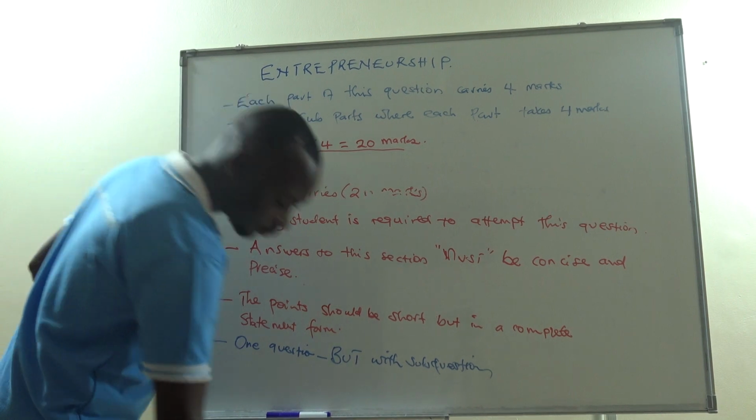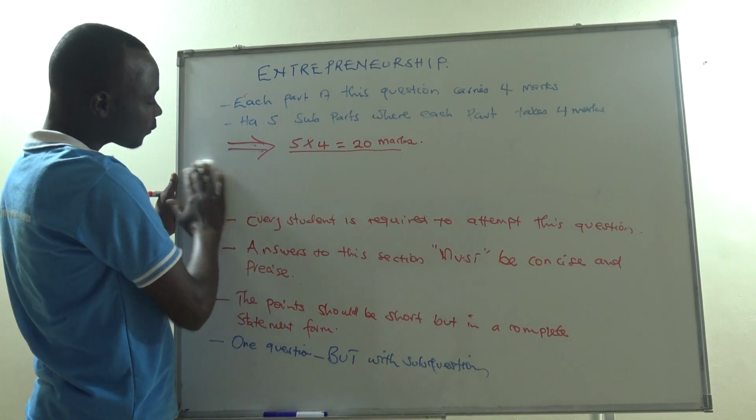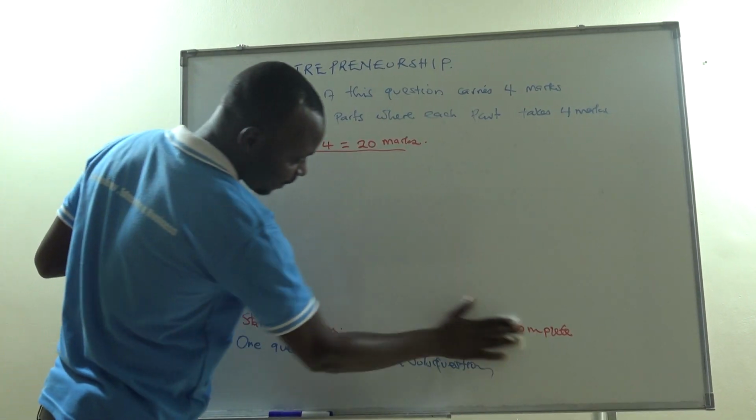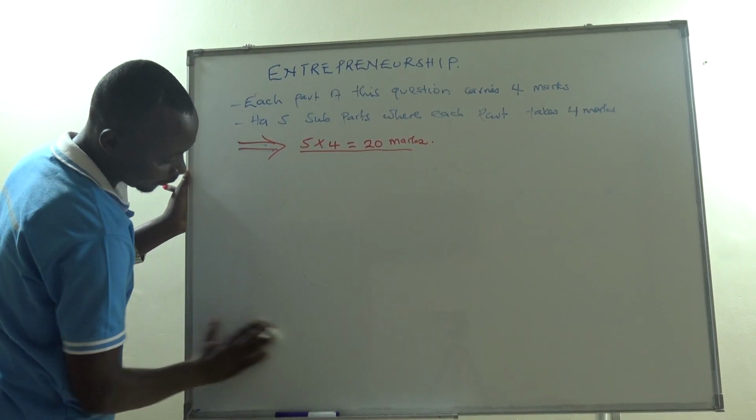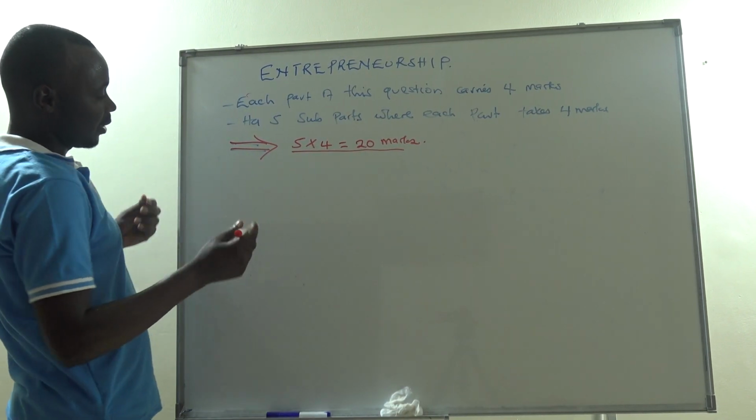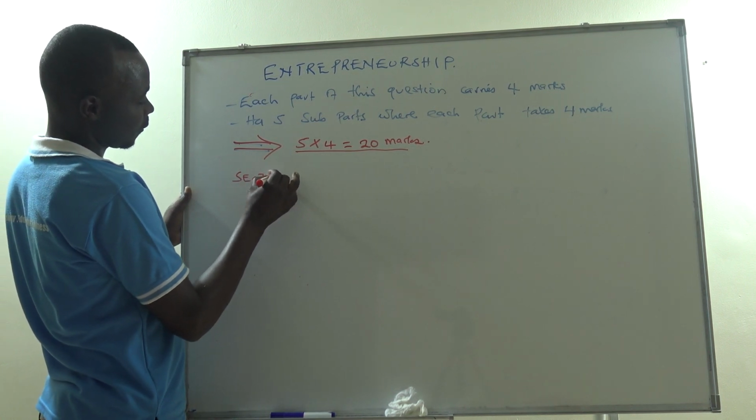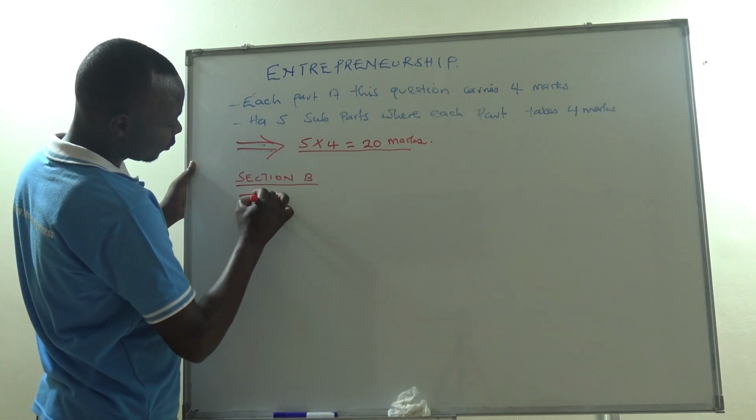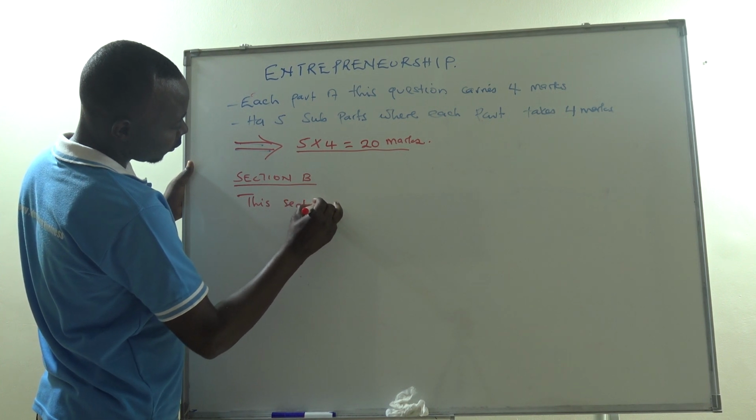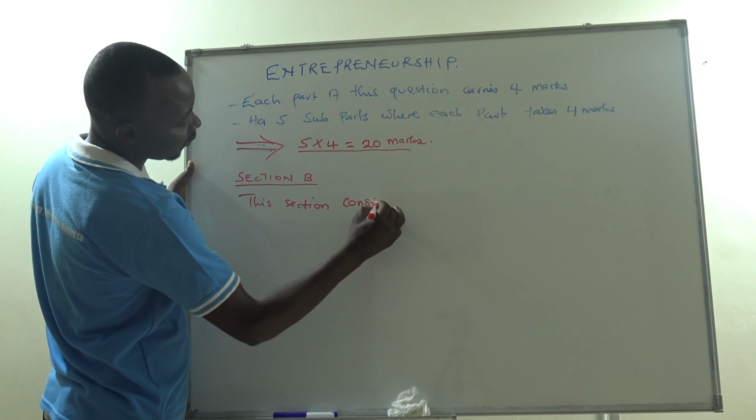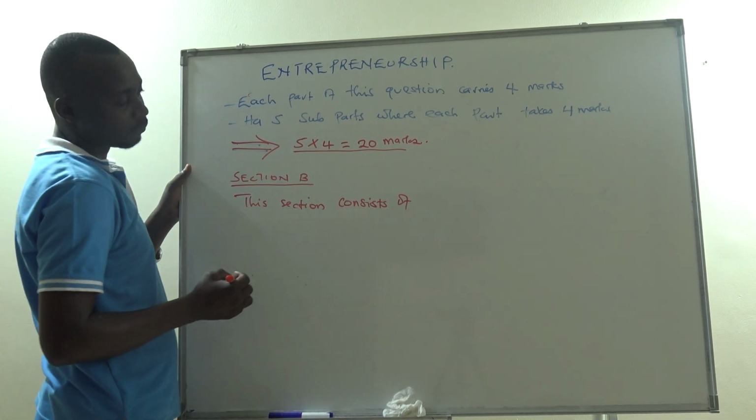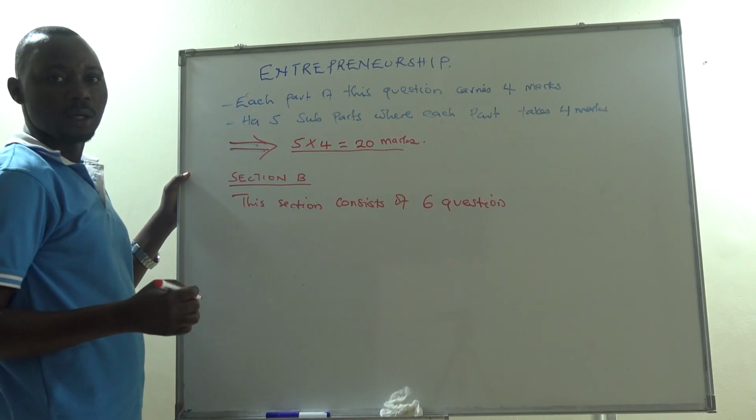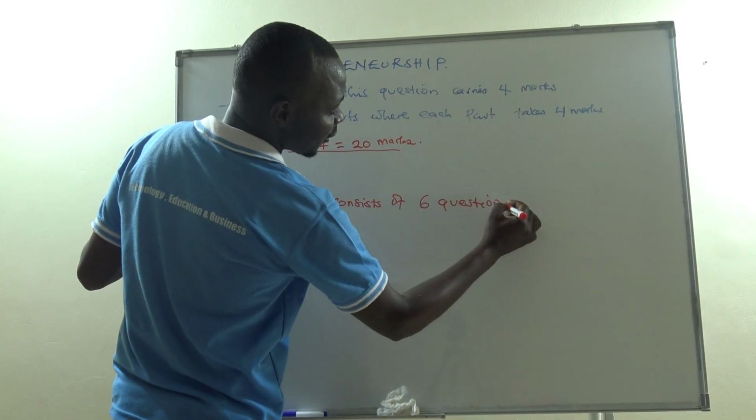So section A carries 20 marks. I think that is done with section A. Then we look at section B. Section B of paper 1 consists of 6 questions.